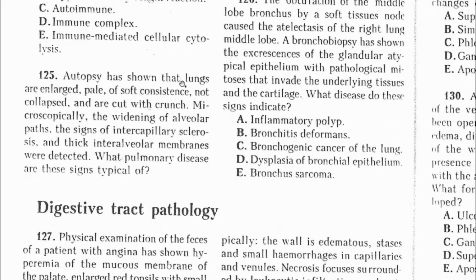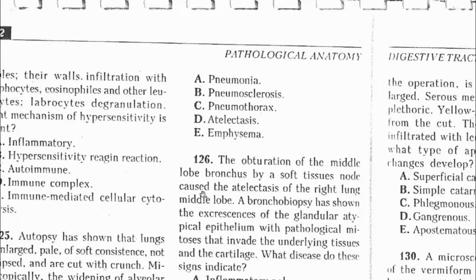Autopsy has shown that lungs are enlarged, pale, of soft consistency, not collapsed, and are cut with crunch. Microscopically, the widening of the alveolar paths, the signs of intercapillary sclerosis and thick interalveolar membranes were detected. What pulmonary disease are these signs typical of? Of course, overinflation of the alveoli is called emphysema. Widening of the alveolar path. So your answer should be emphysema.